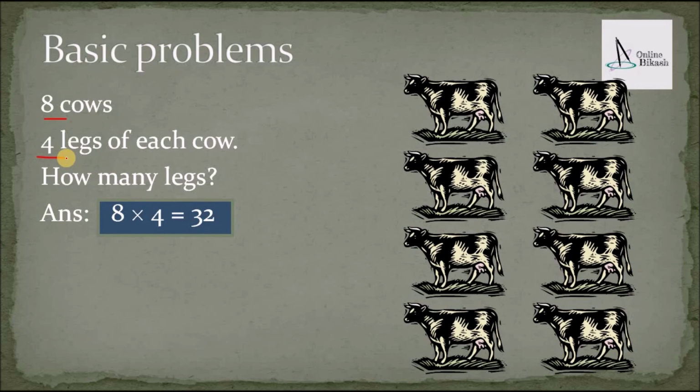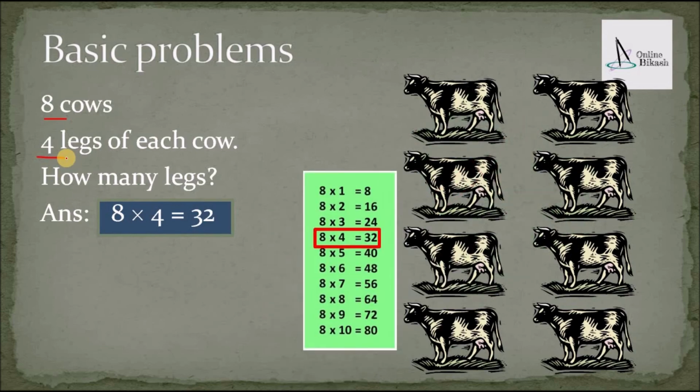Now where has this 32 come from? Actually it has come from the table of multiplication. This one you say 8 fours are 32. That's why I am asking you to memorize the table. If you do not memorize the table, then how will you know that 8 fours is 32? Yes or no? So that's why table 1 to 10, you have to memorize it.